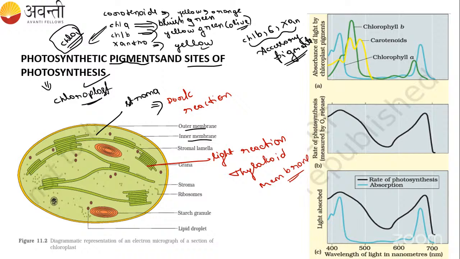I think you know the structure. The chloroplast has its own double circular DNA and 70S ribosome. You all know this, no need to explain once again. There is a structure where the dark reaction and light reaction take place. Now let us study what is action spectra and what is absorption spectra.